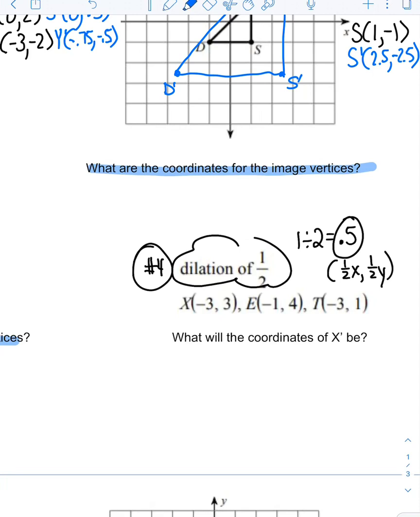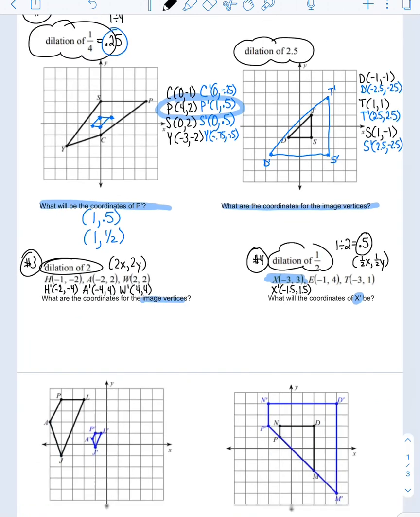And it only asks for x. So I will focus on this right here. To get x prime, -3 times 0.5 is going to be -1.5. And 3 times 0.5, or half, is going to be 1.5. So the coordinates of x prime, because I multiplied everything by half, or 0.5, is -1.5, comma 1.5.